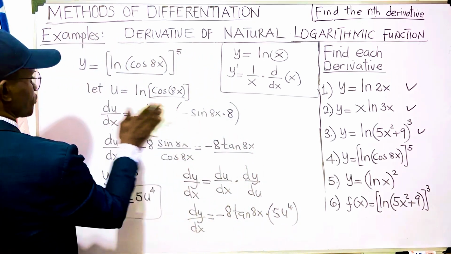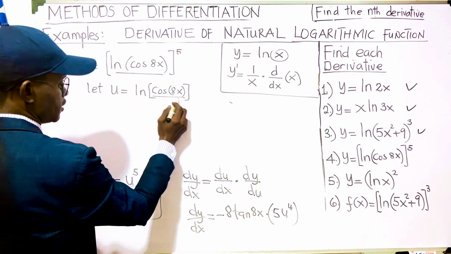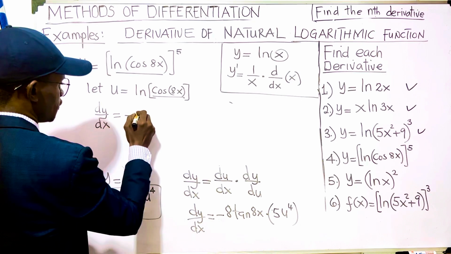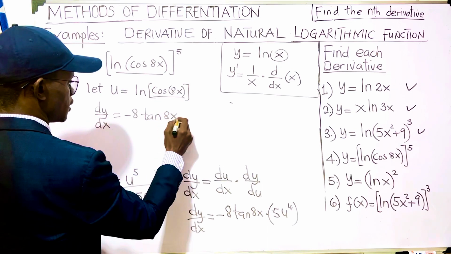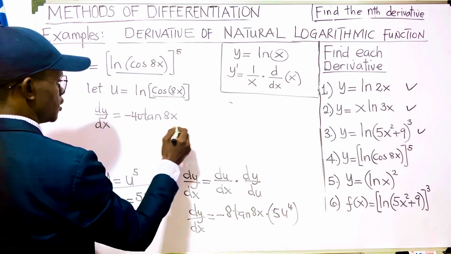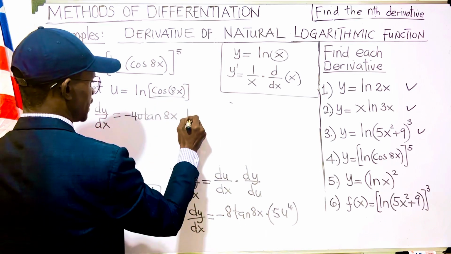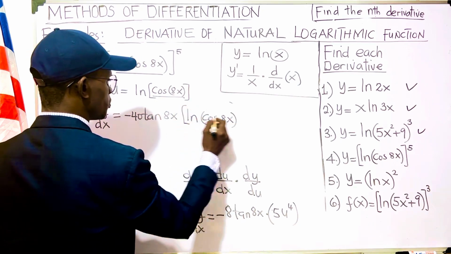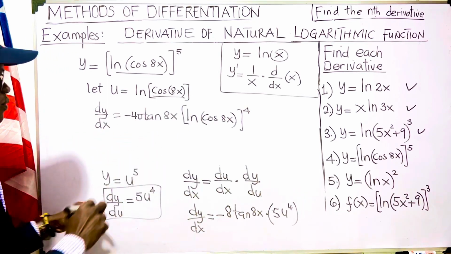So we can rewrite it, because we know that u is equal to this expression. So dy by dx is equal to negative 8 tangent of 8x, and then this 5 can be multiplied by this 8, which gives us 40. And u is this whole expression, ln of cos of 8x, all raised to the power 4. So this is actually the derivative.